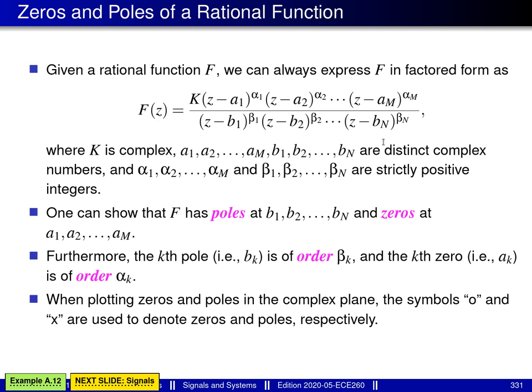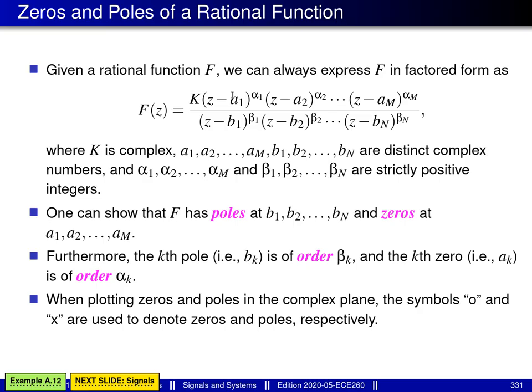This is the reason why the word distinct appears here. All of these constants are assumed to be distinct, meaning this kind of implies that you've canceled any common factors between the numerator and denominator. And then the A1, A2, and so on up to AM, and B1, B2, and so on up to Bn, these are complex constants. K is also a complex constant. And then these alpha 1, alpha 2 up to alpha m, and beta 1, beta 2, and so on up to beta n, these are all strictly positive integers. So they're basically how many times each linear factor is repeated in either the numerator or denominator.